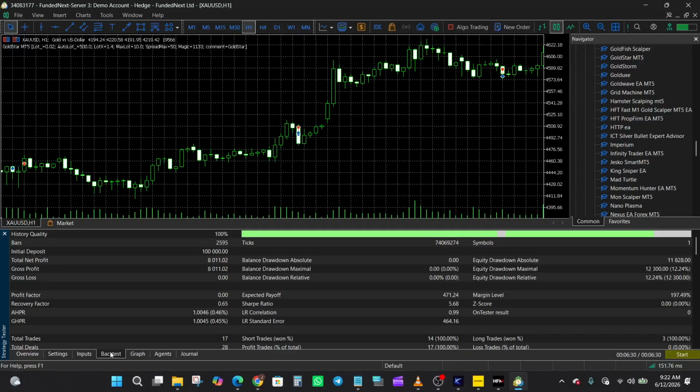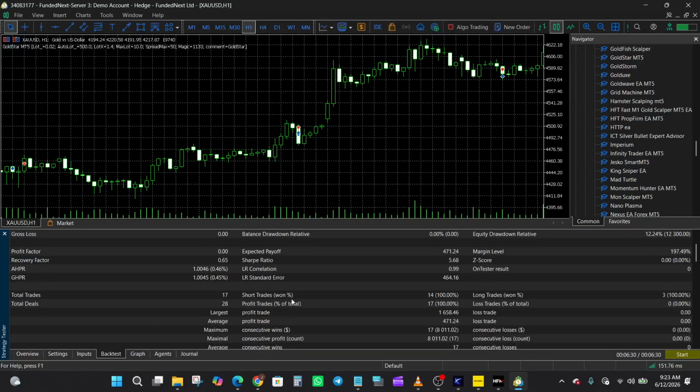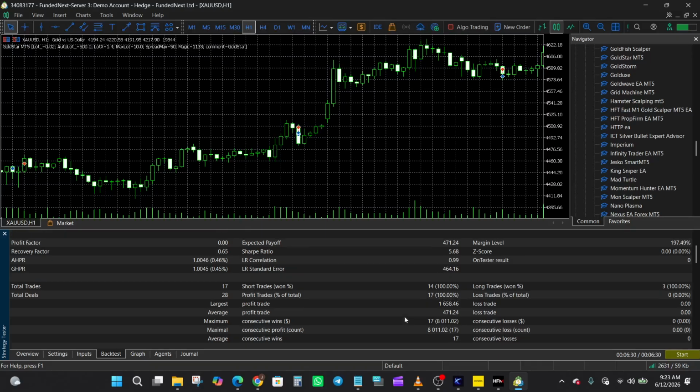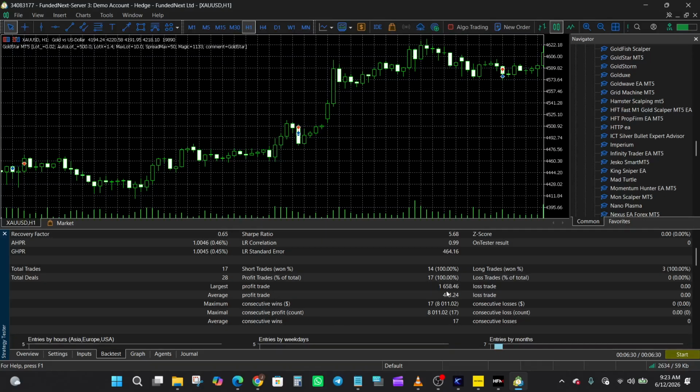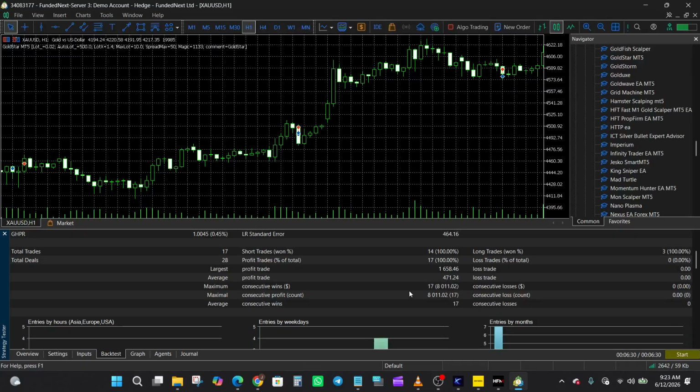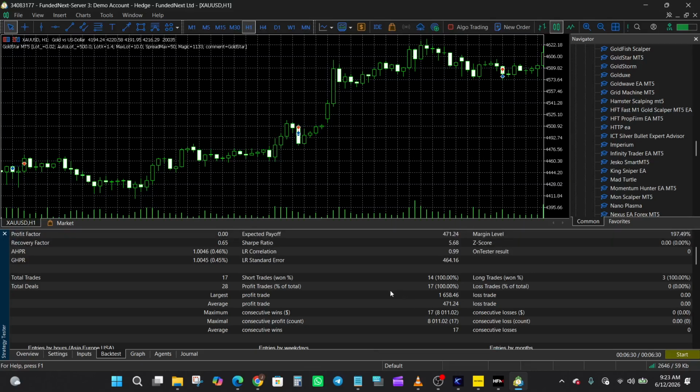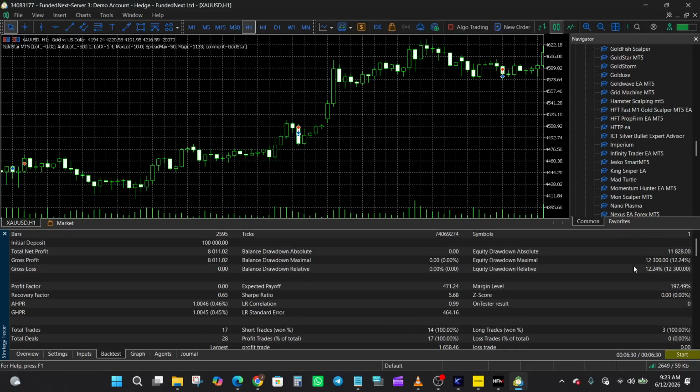Looking at the backtested results quickly, I can see that from an initial deposit of $100,000, the total net profit was $8,011.02, and the total trades taken were 17. Okay, and all 17 trades were profitable, as we can see here. And the largest profit was $1,658.46. The average profit was $471.24. Okay, so it's quite interesting. And here I can see that the equity drawdown maximal is 12.24%.